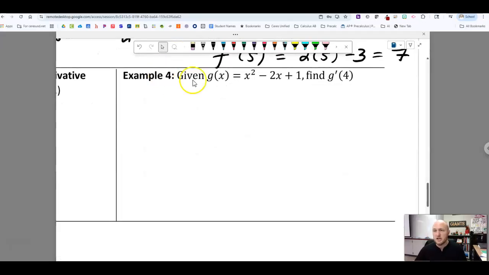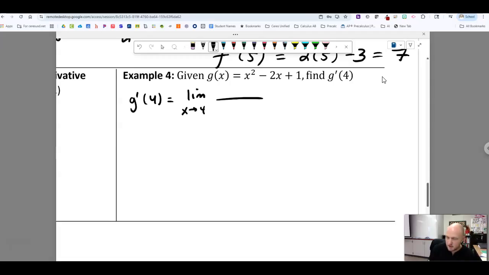We have g of x is equal to x squared minus 2x plus 1. Find g prime of 4. Okay, so they wanted a specific value. So g prime of 4, I guess I should start with that. g prime of 4 is equal to the limit as x approaches 4. And then here is my format. I'm going to have g of x minus g of 4 all over x minus 4.